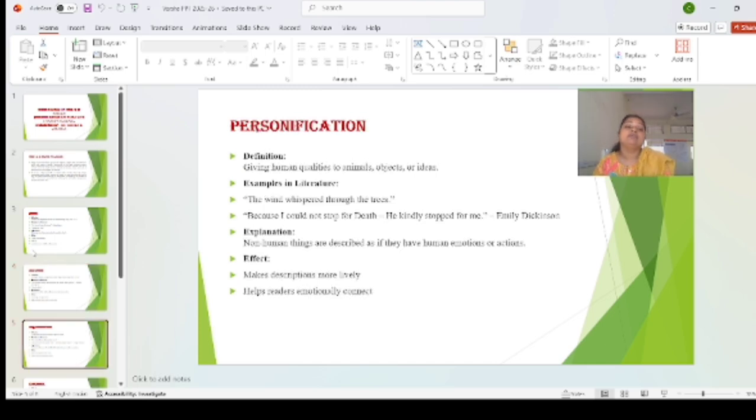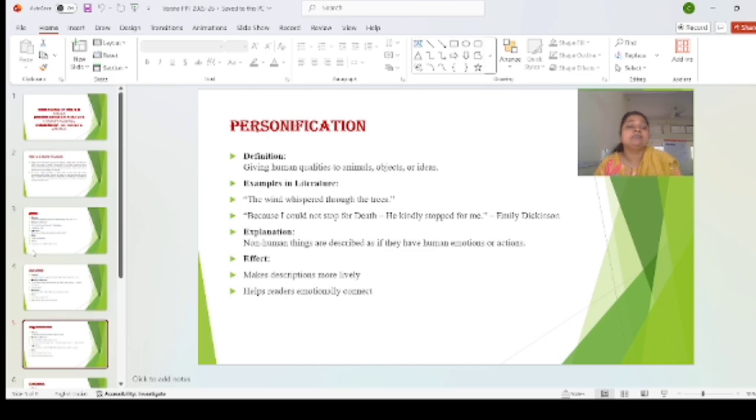The third figure of speech in the English language is personification. Personification means giving human qualities to animals, objects, or ideas, especially non-living things. For example, the wind whispers through the trees. We know that the wind does not have a mouth to speak, but here the poet has given the wind human qualities. The second example is, because I could not stop for death, he kindly stopped for me, by Emily Dickinson.